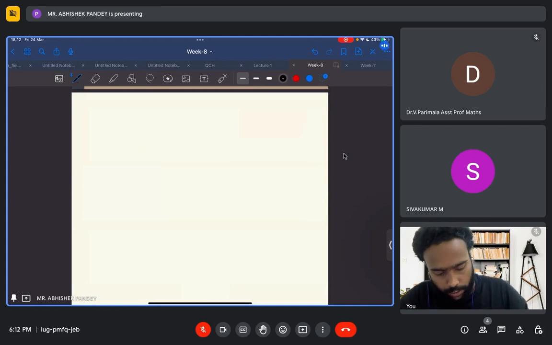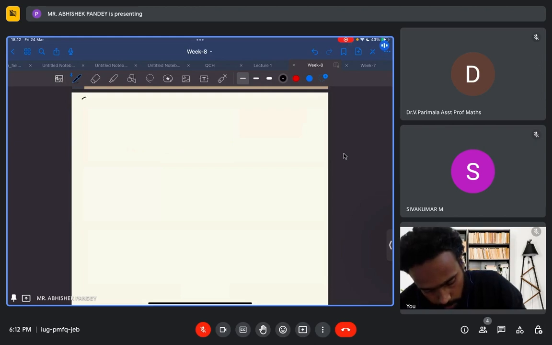So the first thing, this assignment is related to Green's theorem, divergence theorem of Gauss, and Stokes theorem. So let us first see Green's theorem.